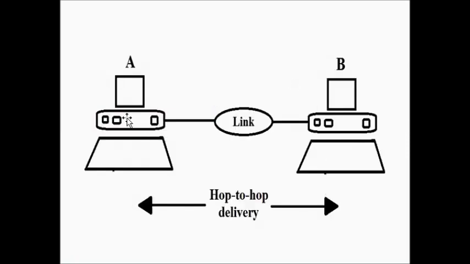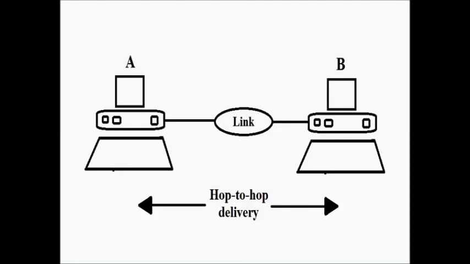For example, here we have two computer systems named A and B. They are connected by a single link. So any exchange of data from A to B or B to A will be called hop to hop delivery. Directly data is flowing from A to B or B to A. There is no intermediate device or node or system in between them. Okay, this direct exchange of data between two computer systems is called hop to hop delivery. No intermediate or middle device or node.